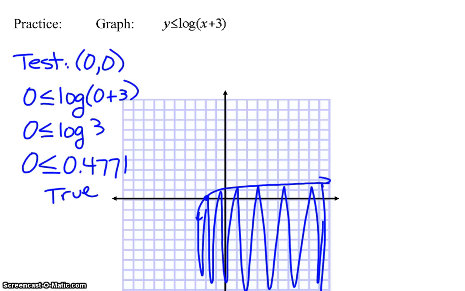Notice on this function, the basic log graph was moved 3 places to the left, so instead of going through 1, 0, it went through -2, 0. It was a solid line because of the less than or equal to, and when I tested the point 0, 0 into the problem, I ended up with a true statement, so I shaded underneath. Again, my domain was x plus 3 had to be greater than 0, so x had to be greater than -3. So there is a vertical asymptote over here at -3.